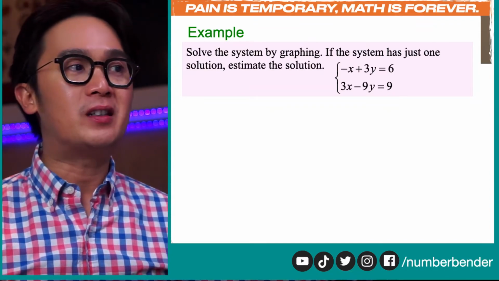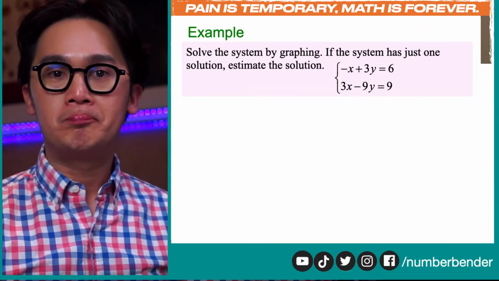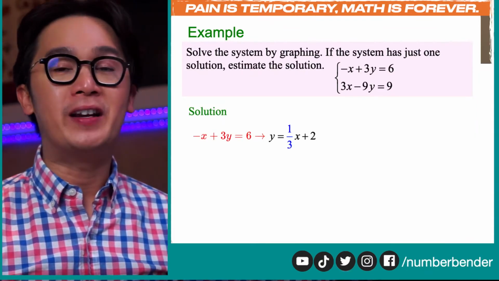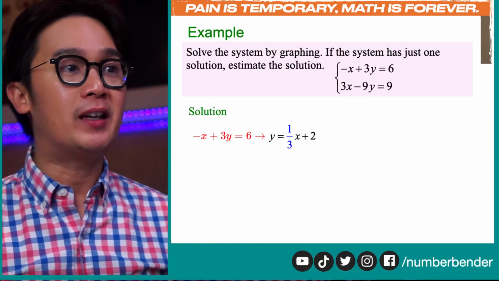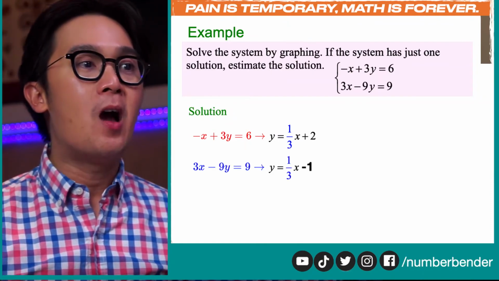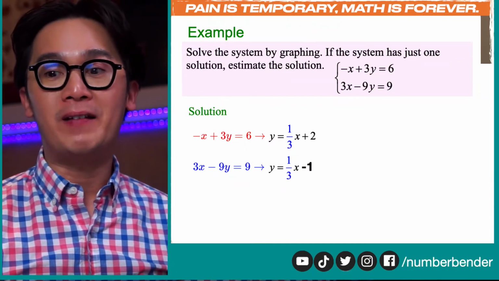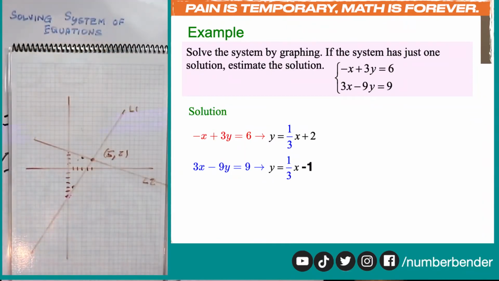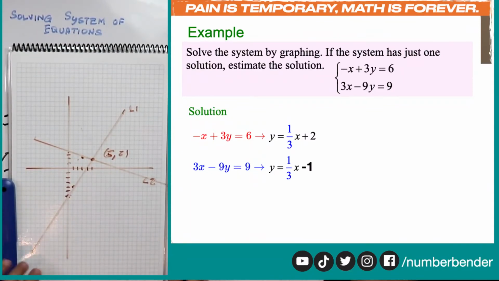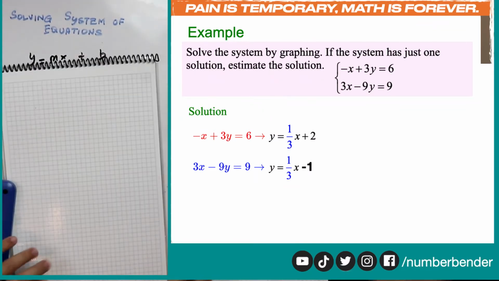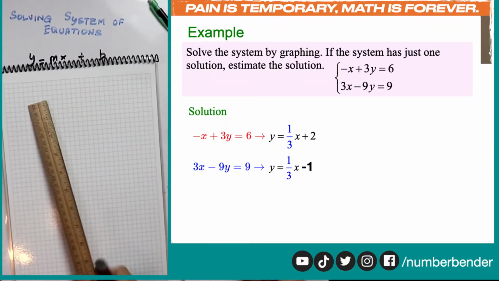If we're going to convert this into the slope-intercept form, the first line will be equal to 1/3 x plus 2, and the second line is going to be 1/3 x minus 1. And if we're going to be graphing this, let's see if we can accurately produce the graph that we are looking for. So we're going to be using the XY plane, and let's see how our graph will transpire.